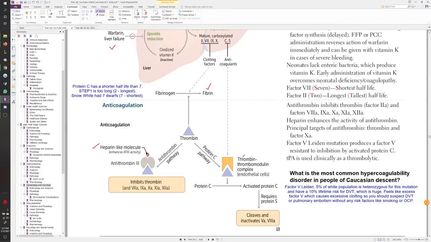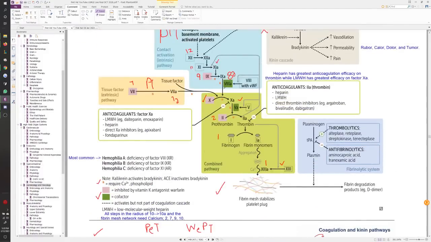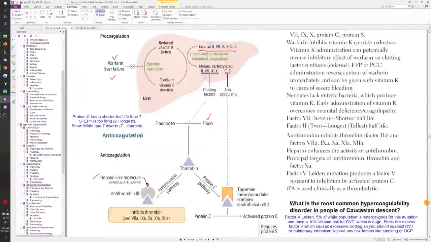Thrombin, thrombomodulin complex in the endothelial cells, protein C becomes activated protein C, requires protein S, and cleaves only factors 5 and 8, which were critical because those were the cofactors. If you kill the cofactors, you'll basically stop this entire pathway right here, and you'll stop this connection right here, so you won't be doing any of this anymore. Right? You'll severely slow it down, if anything, at first, and then it will stop by itself.